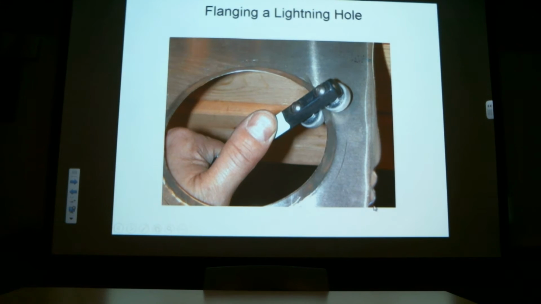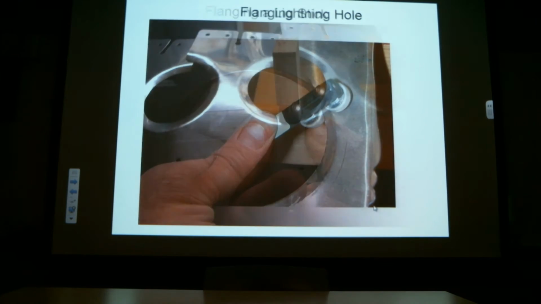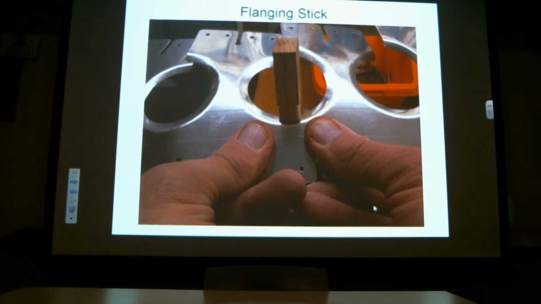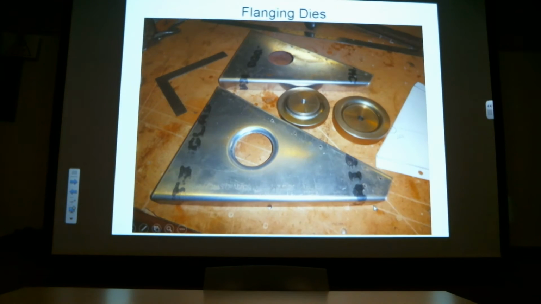A lot of different ways that they can be done. Sometimes rollers can be used, or die sets can be used to flange it. Sometimes even a block of wood with a slit cut in it, you can just kind of move the material over and bend it a little bit. These are flanging dies.